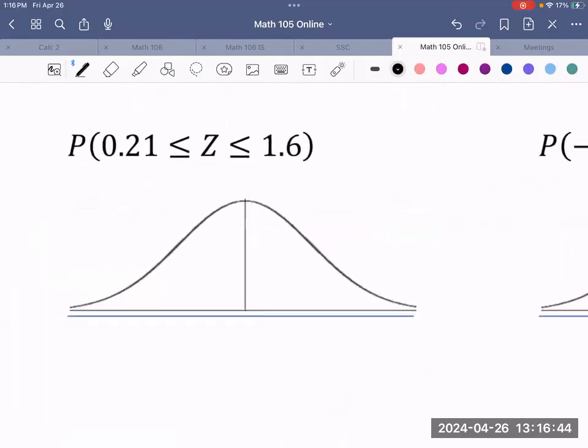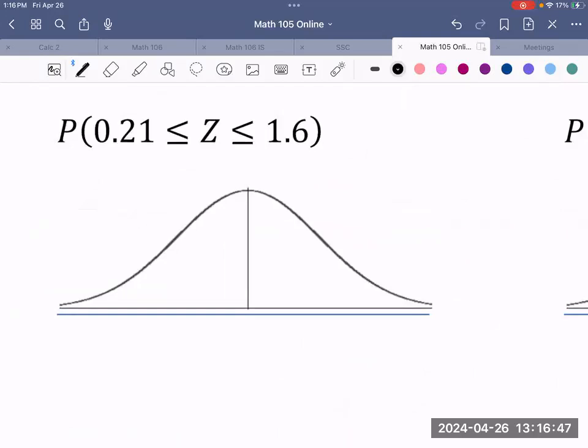Now let's look at this variation. So we're going from this first one of 0.21. Again, your Z tables always start with 0, and we're going to go all the way up to 0.21. And I'm actually going to erase that value because we really want the probability between 0.21 and 1.6. So this is what we are interested in. We would like this value.